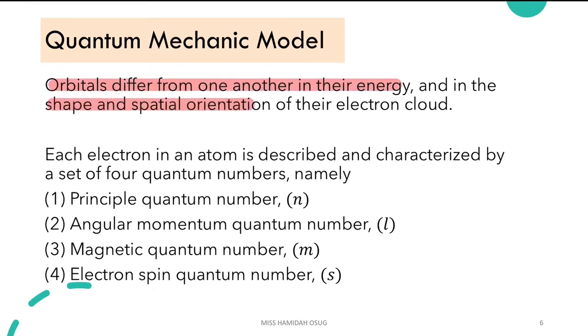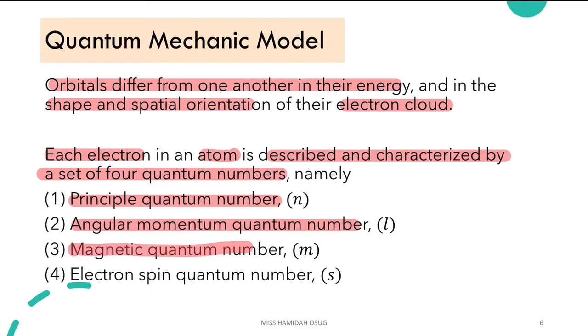Each electron in an atom is described and characterized by a set of 4 quantum numbers, which are the principal quantum number, angular momentum quantum number, magnetic quantum number, and also electron spin quantum number. So let's take a look one by one in detail at this set of quantum numbers, namely n, l, m, and s.